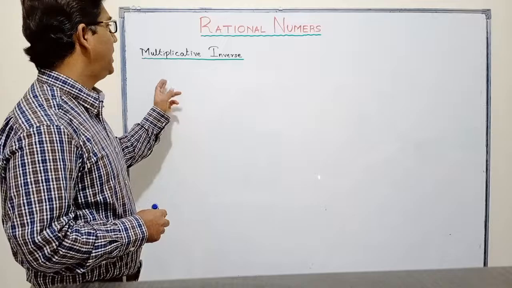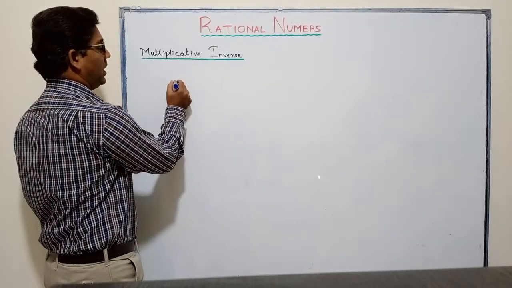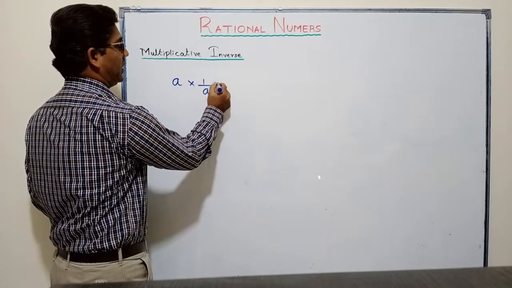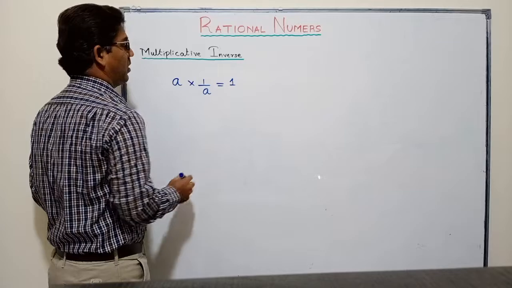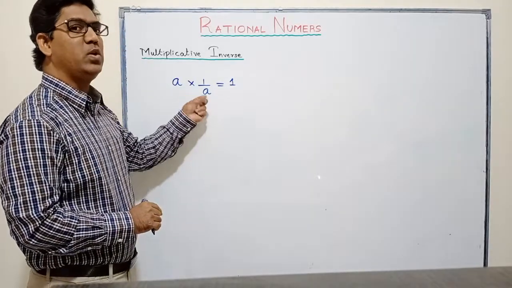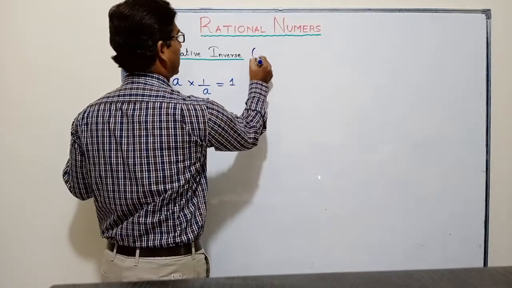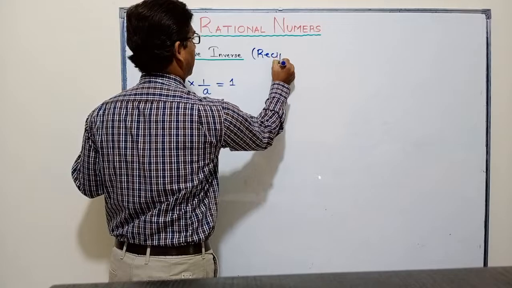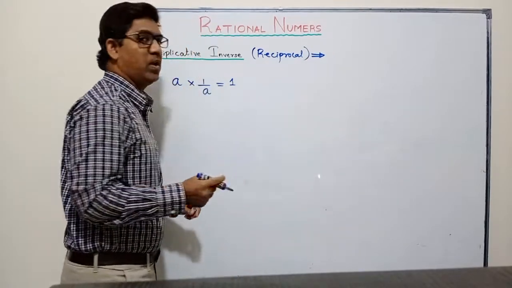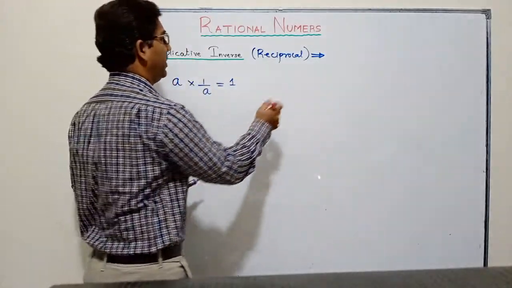Now, multiplicative inverse. Suppose we have a number A which is not equal to 0 and A times 1 upon A, the answer is 1. So we say A and 1 upon A are multiplicative inverse of each other. The one more name for multiplicative inverse is reciprocal. Now, to find the multiplicative inverse, what you have to do is simply flip the fraction. You have to simply flip the number.